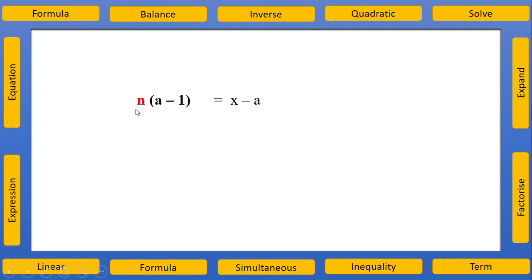And now it's simple. We just got to get rid of that multiplication by a minus 1. And that's what our final formula is going to look like when n has been made to be the subject.